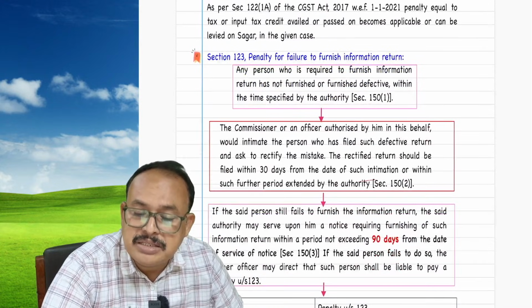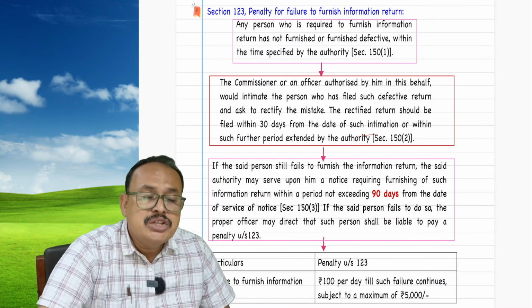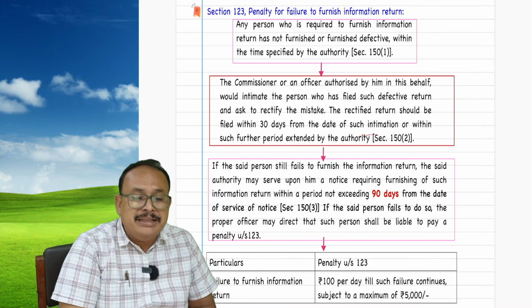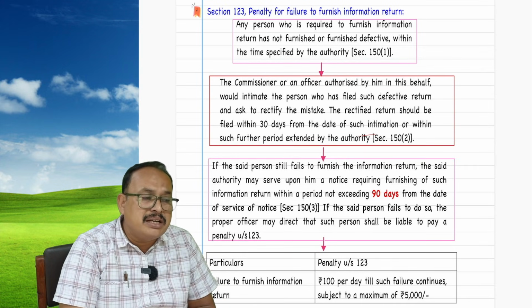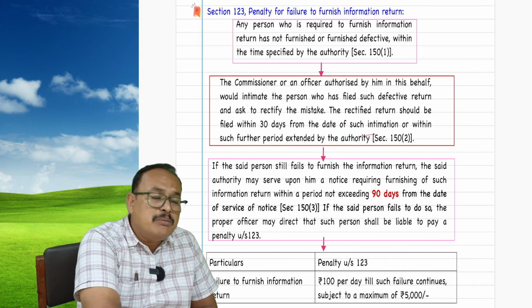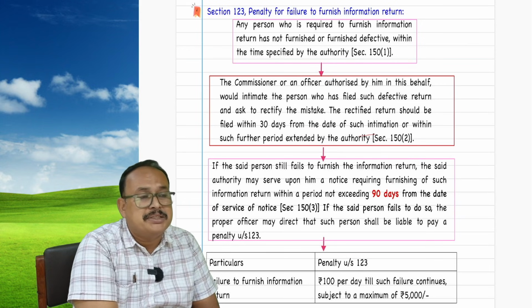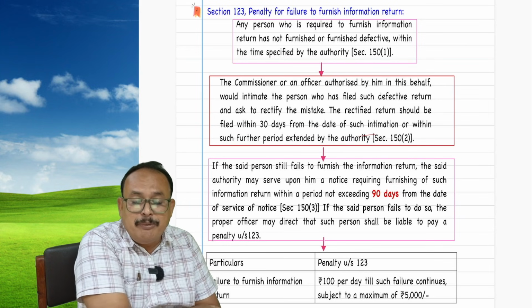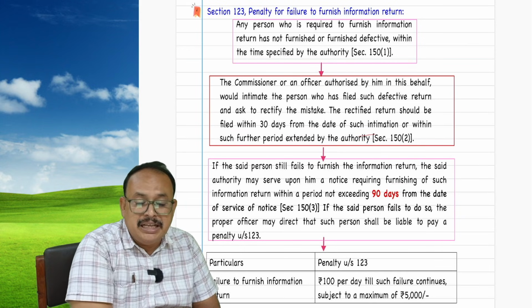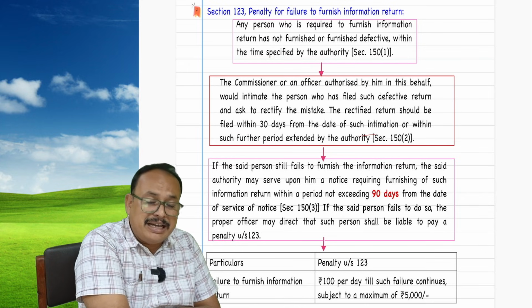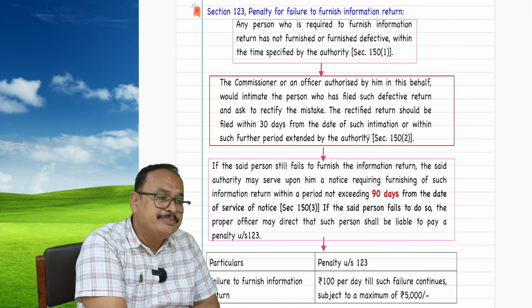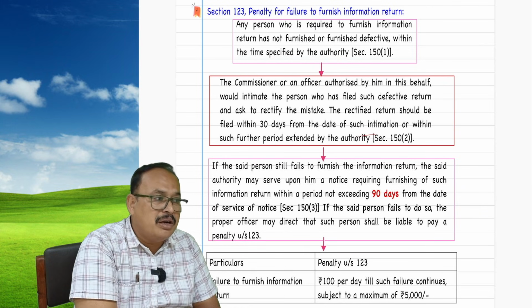Further, my dear friends, section 123 penalty. What does this mean? Furnishing information where the information called for is not given by the concerned party. In that case, a penalty will be levied of 100 rupees per day of delay or rupees 5,000, whichever is less. Information report called from any other person.